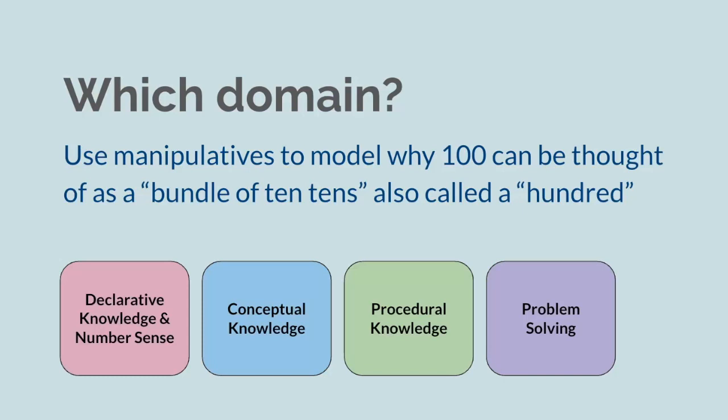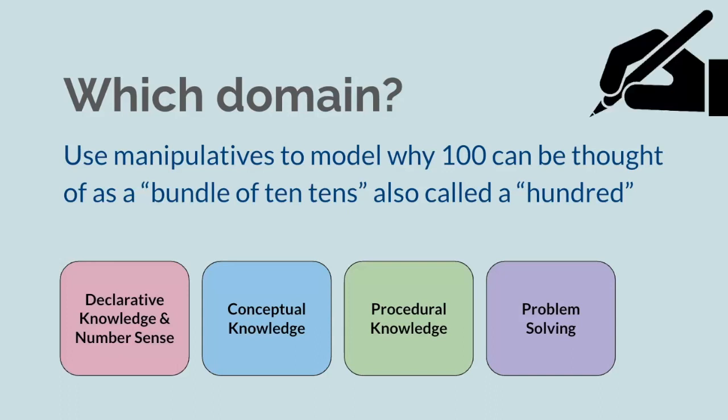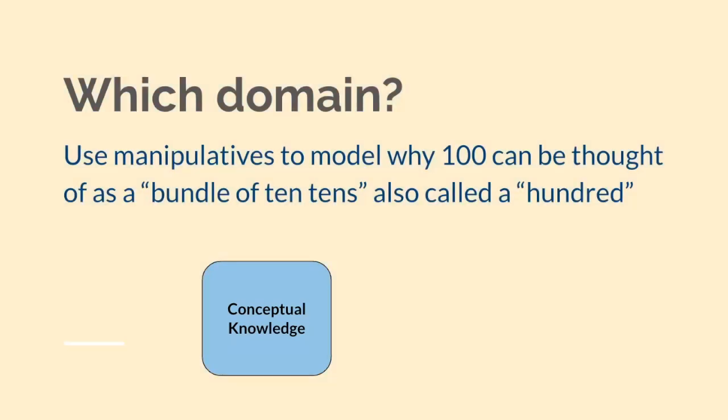Final prompt. If you ask students to use manipulatives to model why 100 can be thought of as a bundle of 10 tens, which we also call 100, which domain are we emphasizing? Pause to jot it down or discuss with a partner. This last example is a demonstration of conceptual understanding about our place value system.